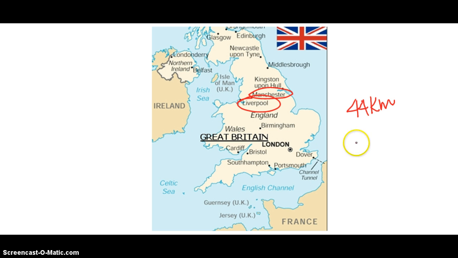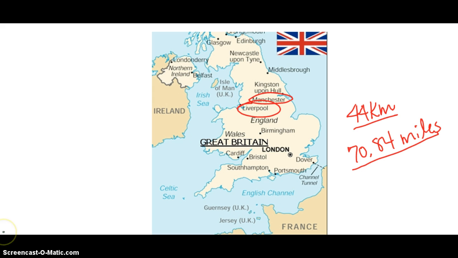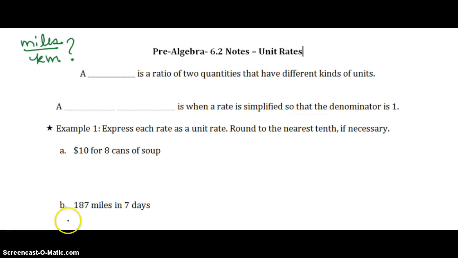We noticed that we traveled 70.84 miles. Now, the street sign told me it's 44 kilometers, but my car said I traveled 70.84 miles. So the question I have for you, mates, is how many miles are in a kilometer? So the question I'm asking in my very bad British accent is how many miles are in a kilometer?